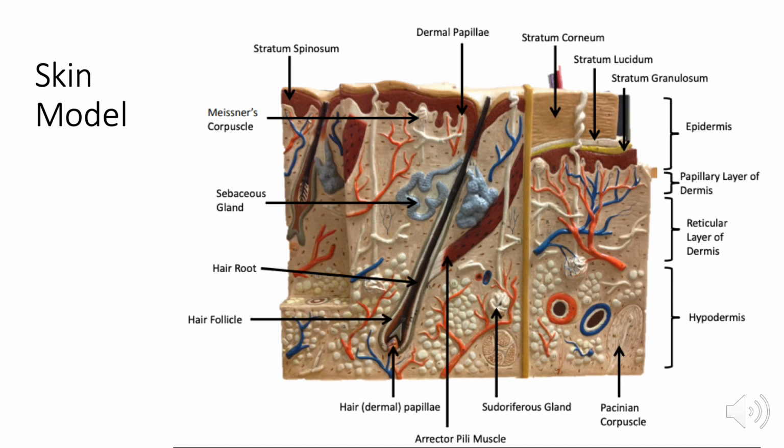We have some sudoriferous glands. You could also call this an eccrine gland. That's the specific type of sudoriferous gland it is. If you write sweat gland, you're only going to get half credit. So make sure if I point this out, you give me sudoriferous gland.